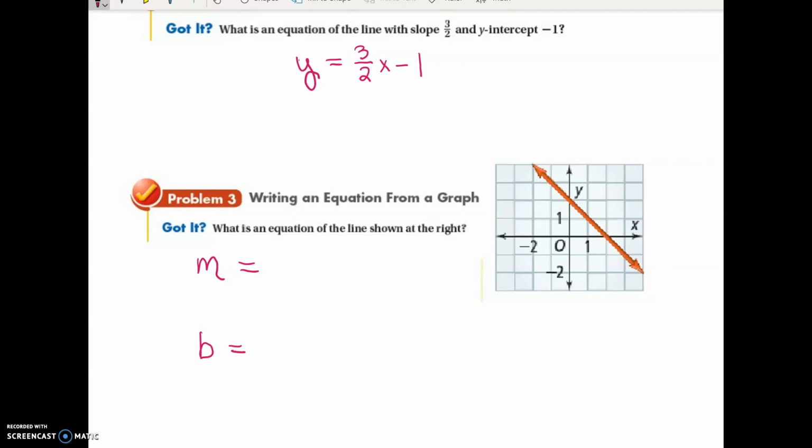So when we're finding slope from a graph, remember we want to pick points that are at an intersection of the graph. We don't want to pick a point that is in the middle of a box. So I could pick this point here. I could use this point. I could use this point. As long as the point is at that intersection of the grid paper, then you're fine.